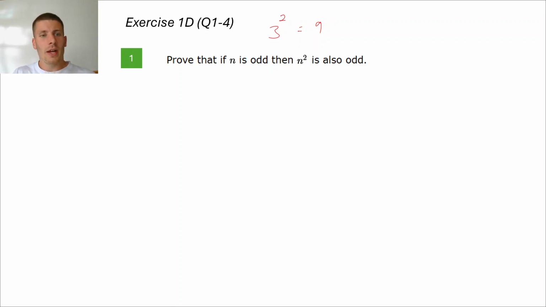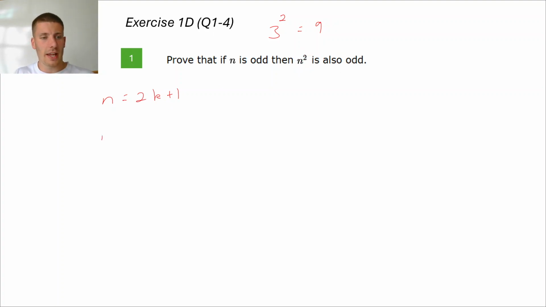So if n is odd, then we're using our definitions from the last video. How can you write an odd number? Well, let's do that. We're saying n is equal to an odd number, and don't write it as 2n plus 1, because we've already used the letter n in the question. So call it something different, like 2k plus 1. This is our odd number. If we take n squared, it should also be odd.